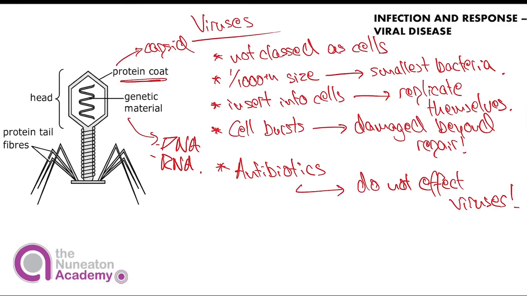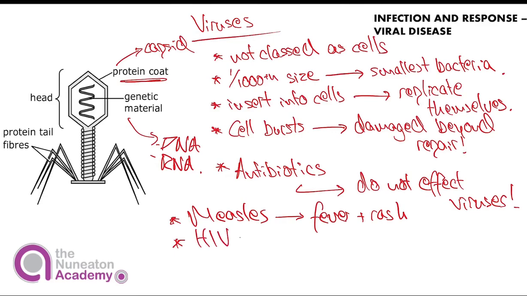Now, there are some common examples you might be expected to know a little bit about. One of those is measles, which is spread through air in droplets from sneezes and coughs, and basically symptom-wise is a high fever and a rash. Another one is HIV, which is human immunodeficiency virus.